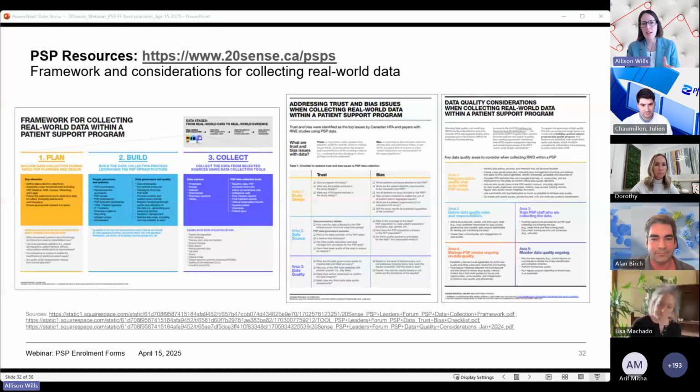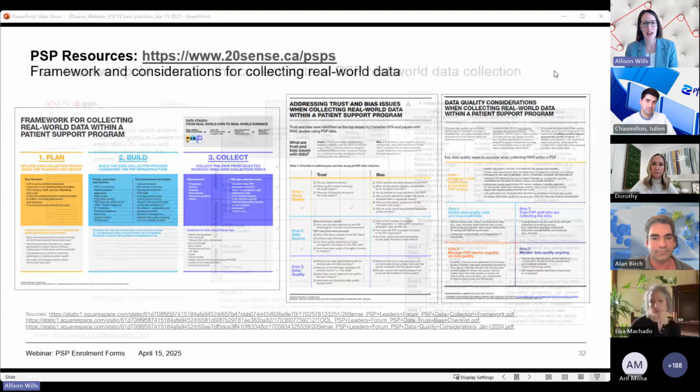There's some high-level work that's been done on looking at how to collect data, how to address trust and bias issues when collecting data through PSPs, and also data quality considerations. So the links are there. I'll send those links out again for you guys. Please feel free to consult these. They're all in the public domain, and we really hope that anyone working in this space can use them, and that will help them get towards advancing the capabilities in the PSP space for Canada.